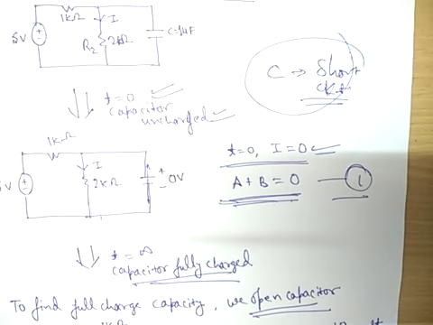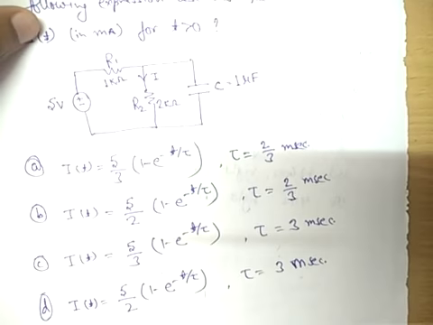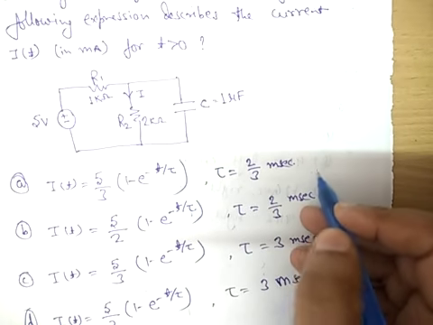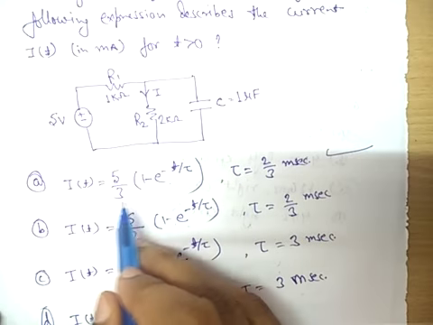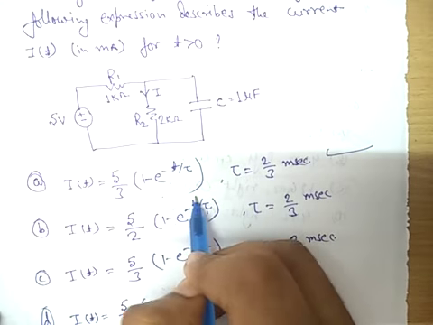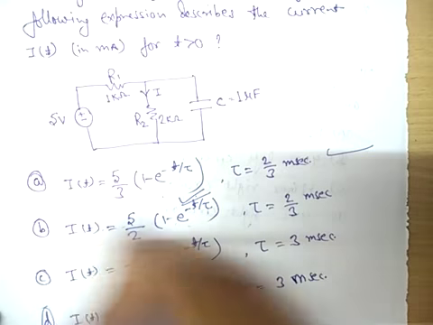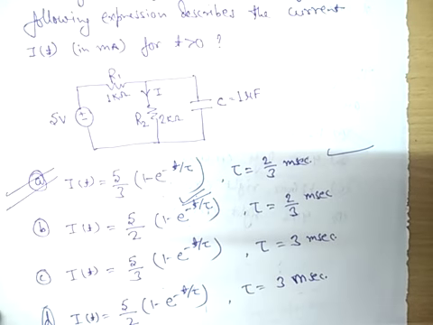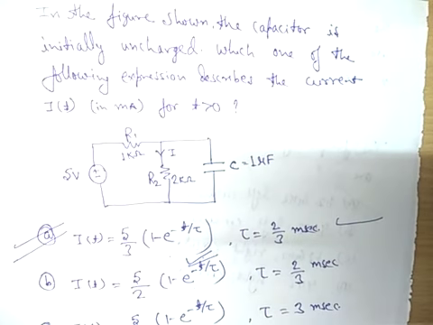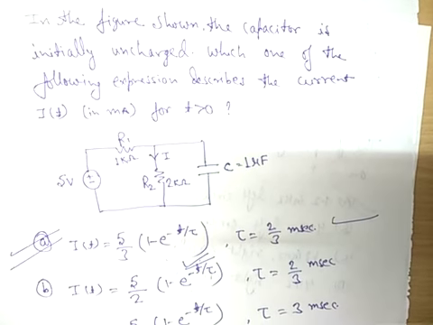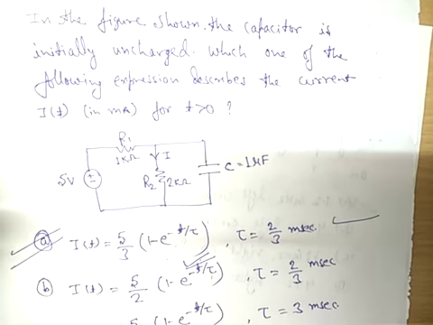So we now have the result of the given question, and we can easily match it to the options. Tau we found to be 2 by 3 millisecond, and the current equals 5 by 3 times 1 minus exponential minus t by tau. So this combination is the correct answer. In this way we can solve any type of transient problem, whether it is an RC circuit or an RL circuit. In the coming days I will come with some more videos. Thank you for watching.